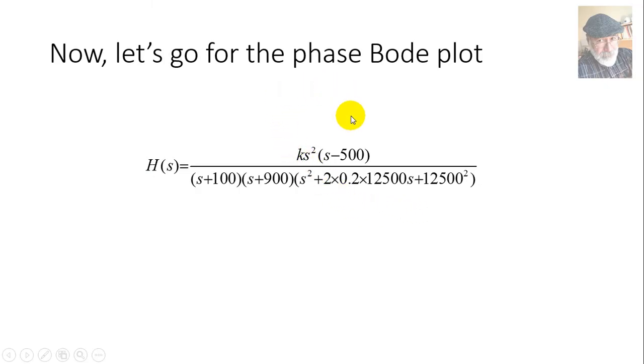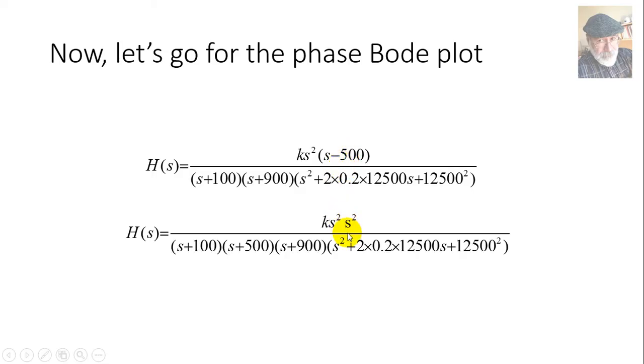For the phase, we remember that a zero on the right-hand side of the complex plane is equivalent only for phase to this: a double zero at 0 and one simple pole on the left-hand side with the same value, s plus 500.